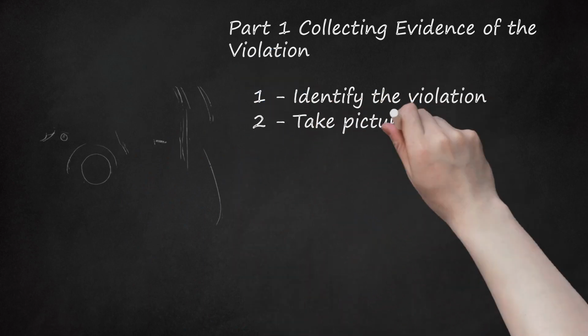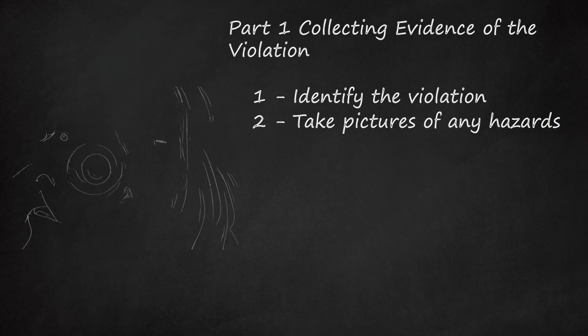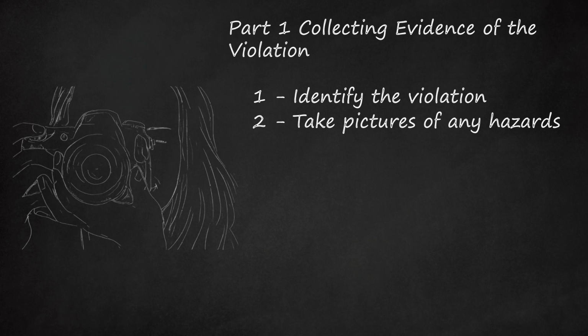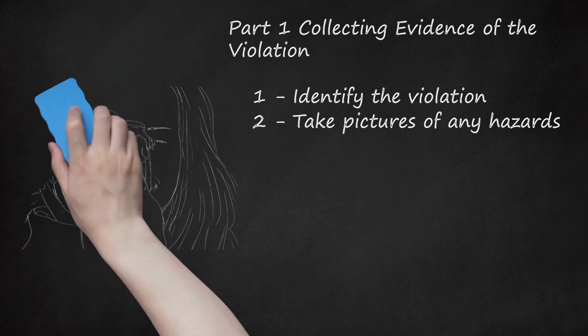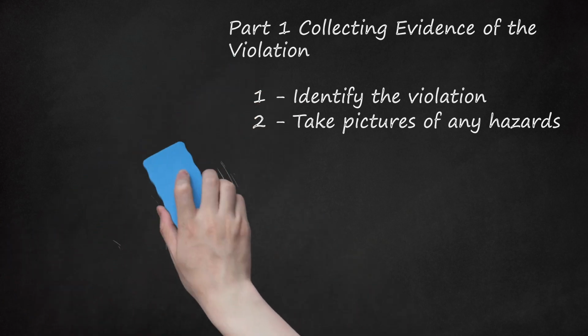2. Take pictures of any hazards. You will want evidence of the code violation. Accordingly, you should take color photographs. For example, if you have a dangerous electrical box, then take a picture of it. Take pictures from many different angles and make sure that the pictures are clear.